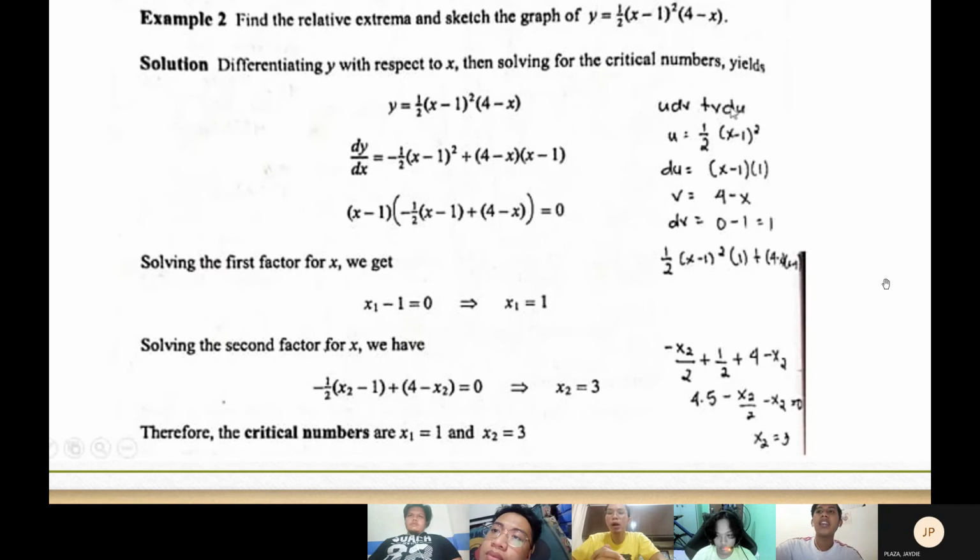So, let's take u first. In its derivative, we bring down the 2, so it is still 1/2 here in dy over dx, because 1/2 times 2 is 1. So, it is still 1/2. Get it? Then, the negative 1/2 times (x minus 1) raised to 2. Next is v.